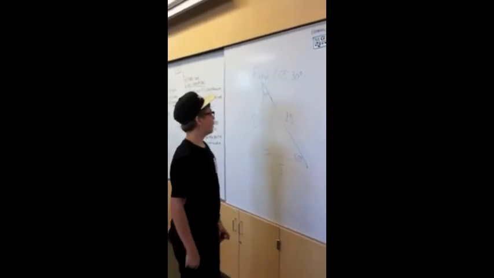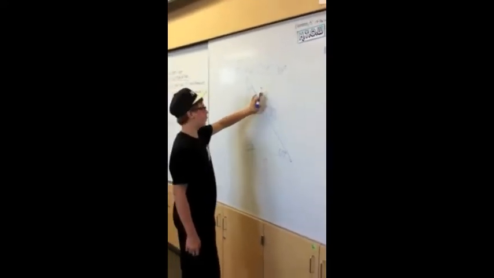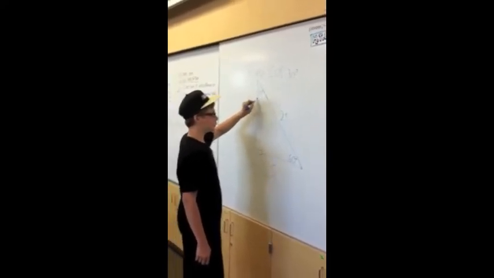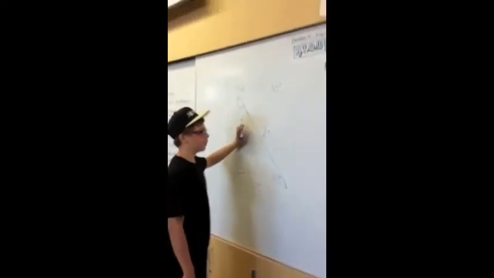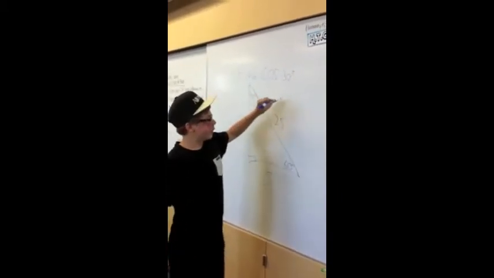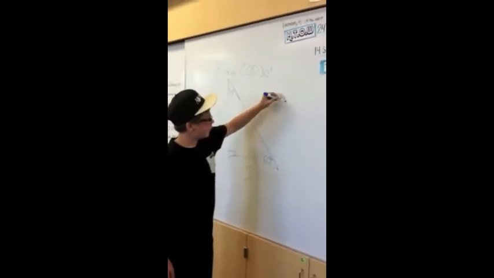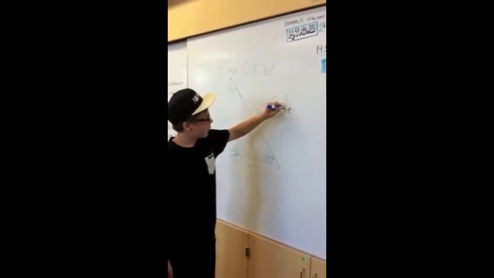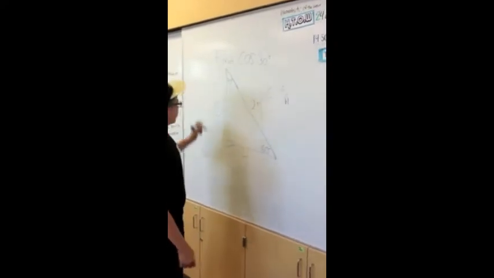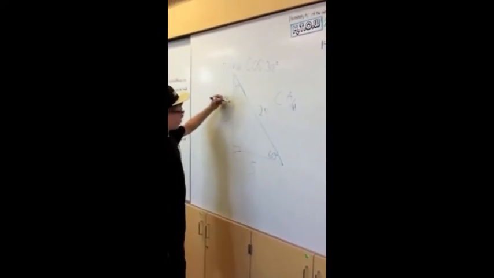Alright, so we're going to try to find the cosine of angle 30 degrees right here. For that, again, we're going to need SOHCAHTOA. We're going to use the C, and then we're going to have the A over H for hypotenuse. So it's going to be the adjacent, which is 5.